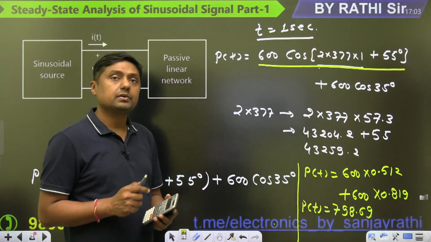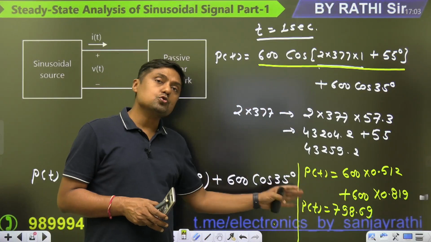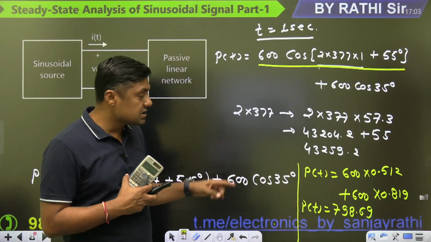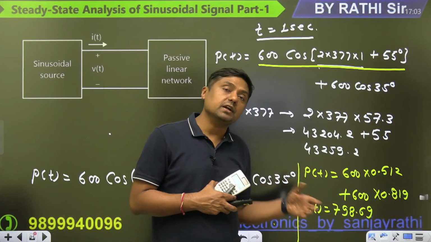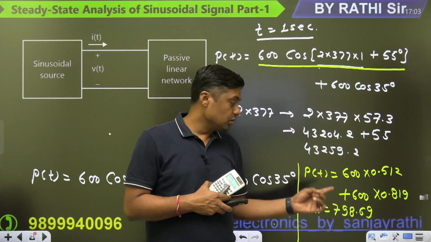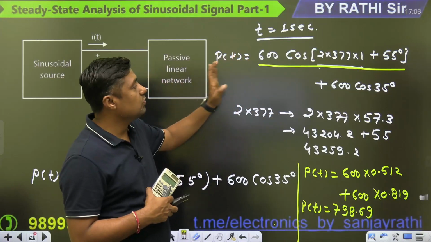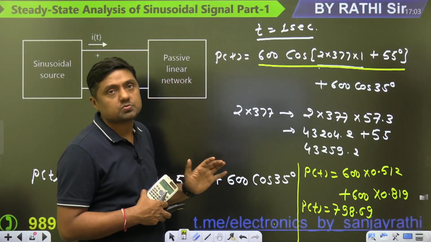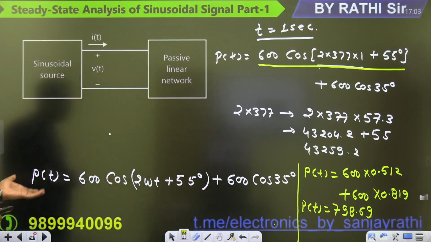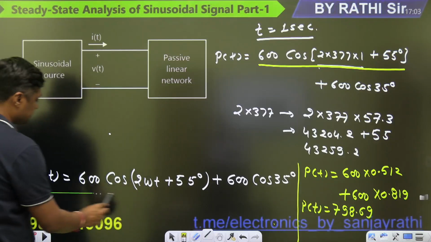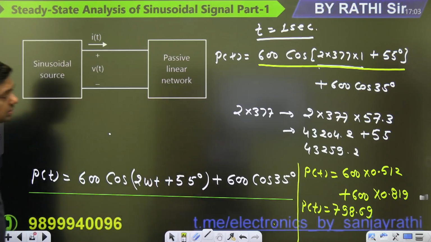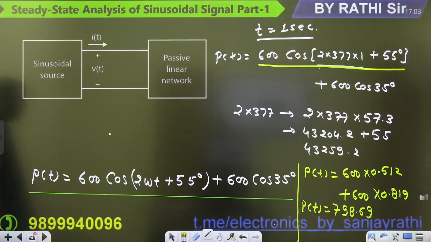Are you getting my point? But there is no great use of that instantaneous power. At a particular instant, that is the amount of power. At 1 second. At 2 seconds, the power will be different. At 3 seconds, the power will be different. So this is the power exactly at t equal to 1 second, and that power is called instantaneous power. So you can find power at 1 second, 2 seconds, 3 seconds, because we have the formula. It depends upon time. Easy?